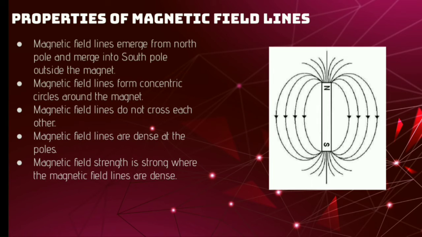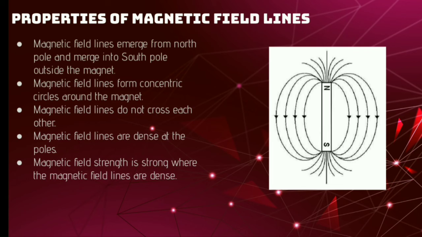Let us now summarize what we learned and did in the experiment. The properties of magnetic field lines. Magnetic field lines emerge from the north pole and merge into the south pole outside the magnet. And inside the magnet, they emerge from the south pole to the north pole. Magnetic field lines are concentric circles around the magnet. They do not cross each other. And field lines are very dense at the poles. That indicates that it has a strong magnetic field at the poles.